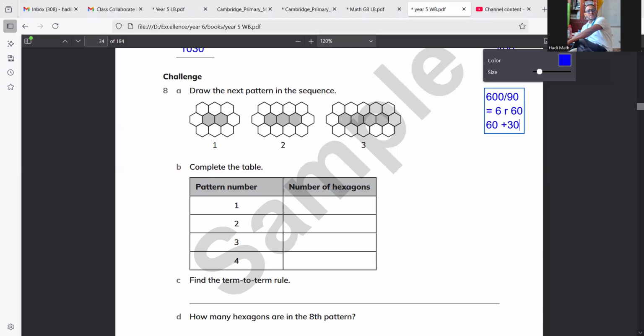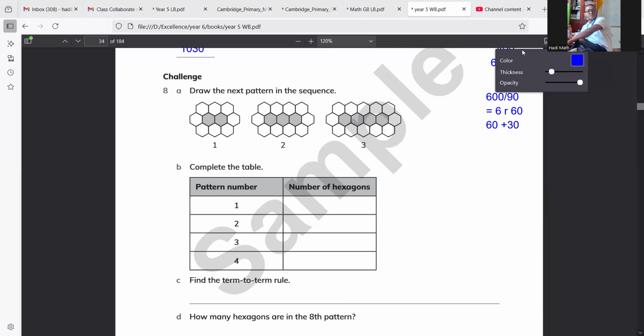Let's go here. Question number 8. This is to draw the next pattern in the sequence. Let's see how the pattern is going first. We have two shaded, and it's filled with hexagons all around. Then they make the shaded 3, and they put hexagons around it.